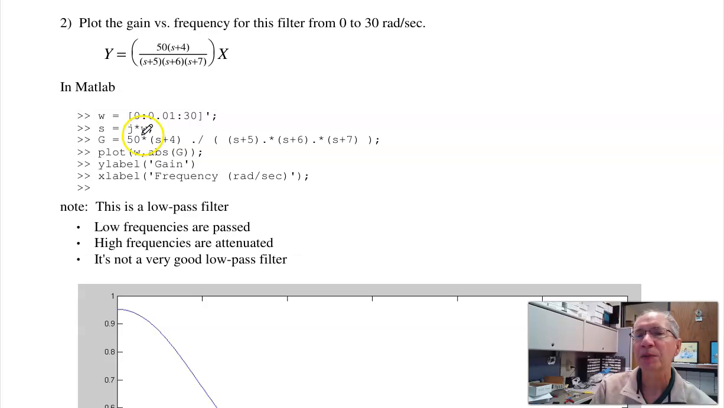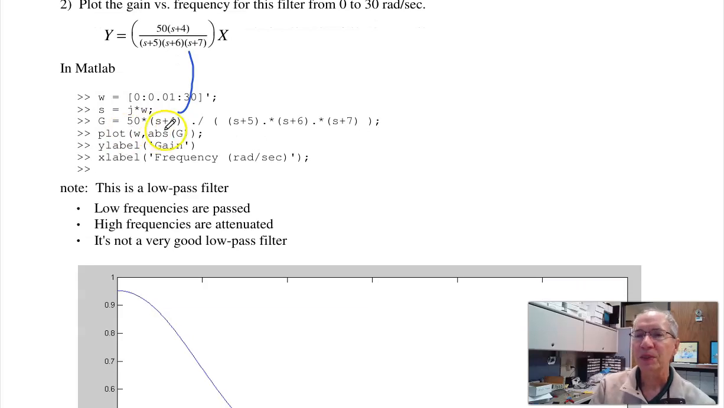I'm just going to sweep. I'm going to let frequency go between 0 and 30 radians per second, steps of 0.01. So this gives me 3,000 points in omega. S is j times omega, complex number. G of s is pretty much how you write it. It's 50 times (s plus 4) over (s plus 5)(s plus 6)(s plus 7). I've got to use the dot notation because this is a 3000 by 1 array. Matlab will try to do a matrix operation. I don't want it to do that. I want to treat this as 3000 separate numbers. That's what the dot notation tells it. Do each calculation separately. Do that, I wind up with 3000 complex numbers.